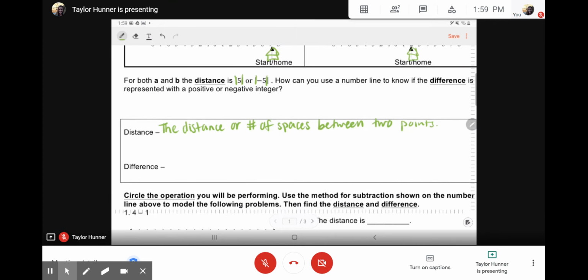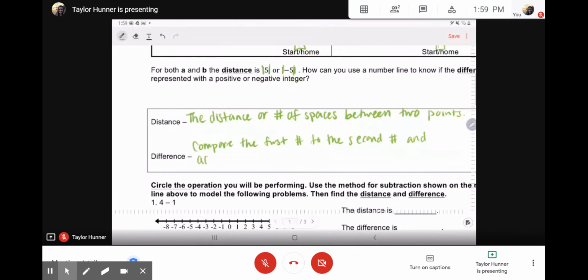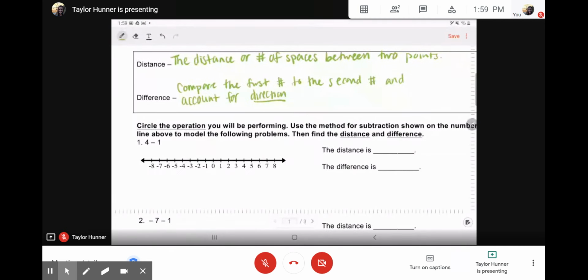The difference is when you compare the first number to the second number and account for direction. So am I going back in the positive direction or the negative direction? Okay. So we're going to kind of see the comparison between these and the distance and difference in these problems.